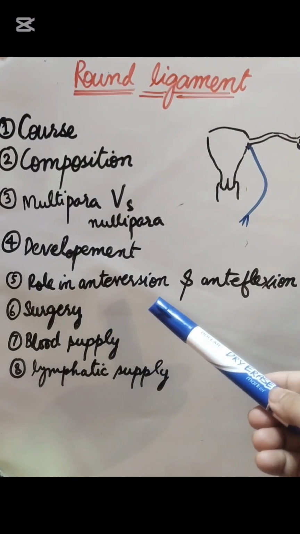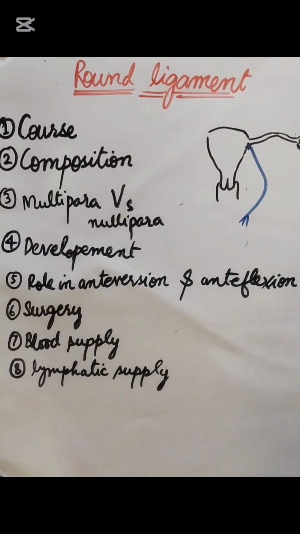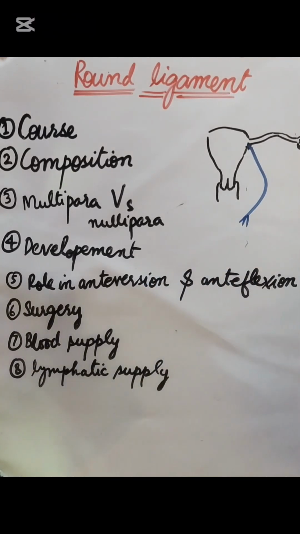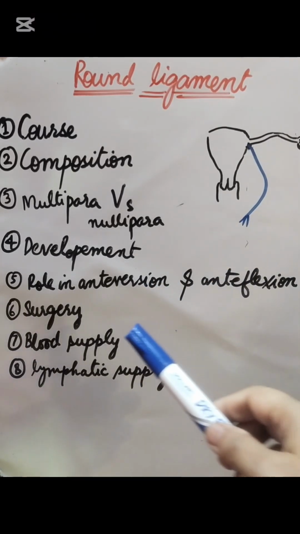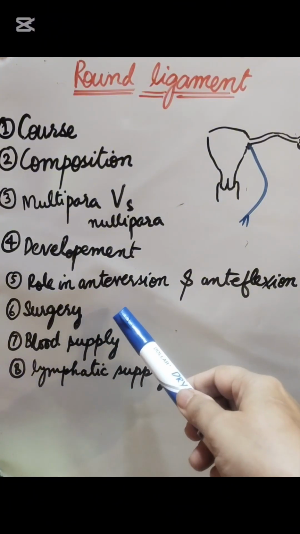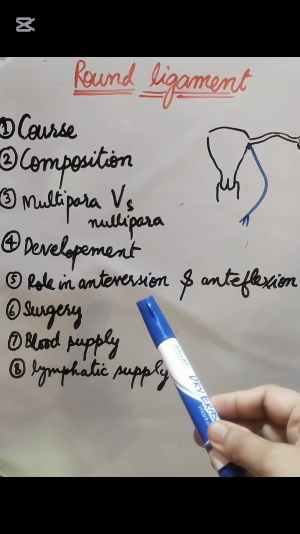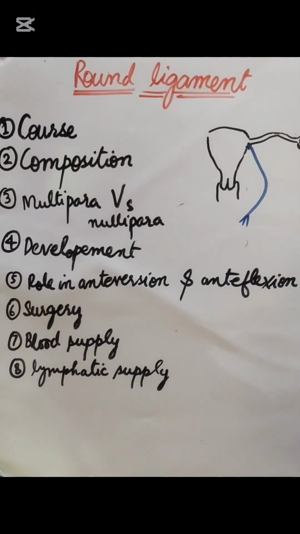What is the role of this round ligament in anteversion and anteflexion? You should remember that these ligaments are lax, and except during labor they are always free of tension, and there is no evidence that they have any role in the anteversion and anteflexion. These round ligaments can be shortened or attached to the anterior abdominal wall during surgery, and after that they can play a role in the anteversion and anteflexion of the uterus to some extent.